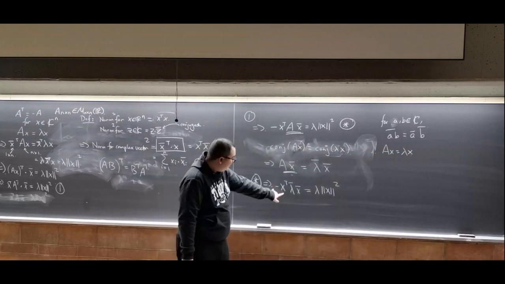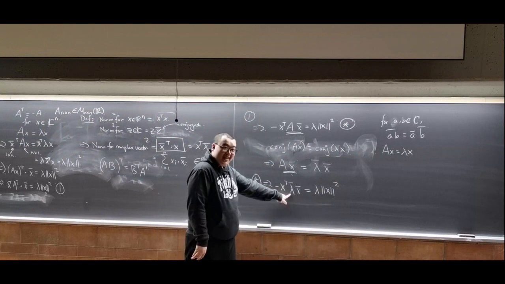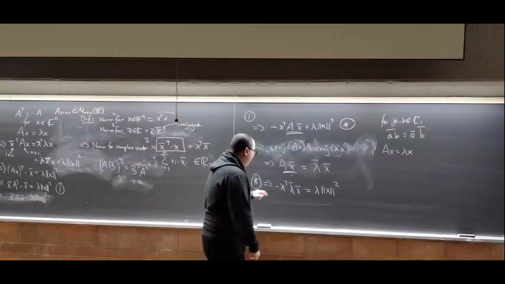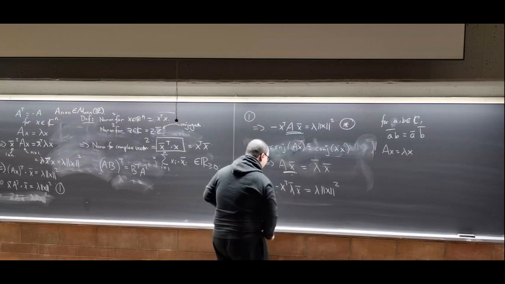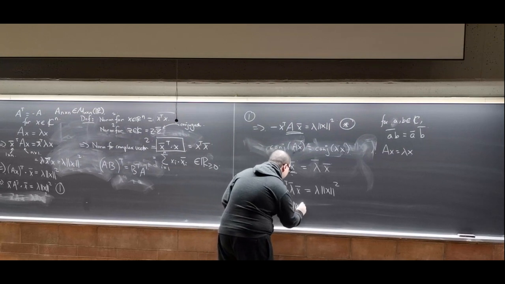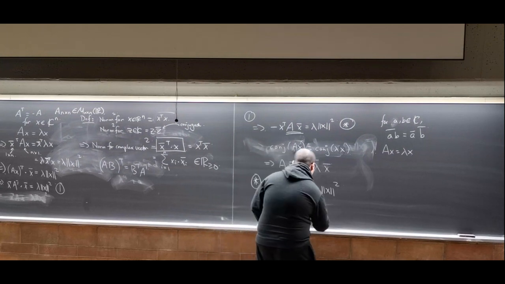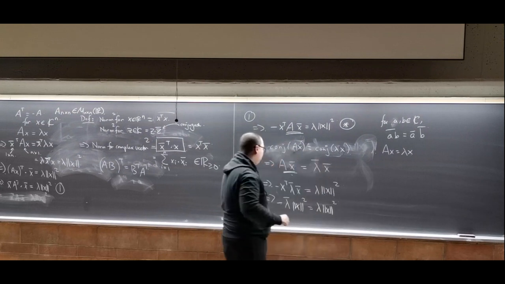But look at this. This lambda transpose is again just a number, because lambda itself is just a number, right? So I can move this to the front and just multiply these two vectors together. So in the end, I have minus lambda transpose the norm of X squared equals lambda times the norm of X squared.